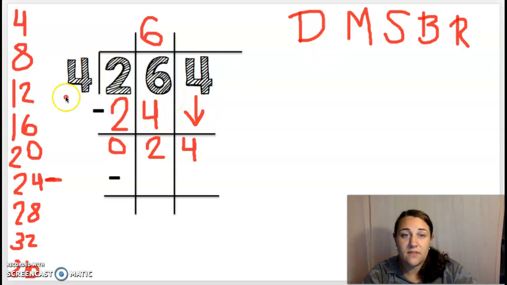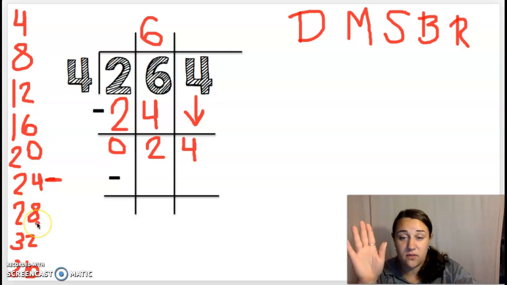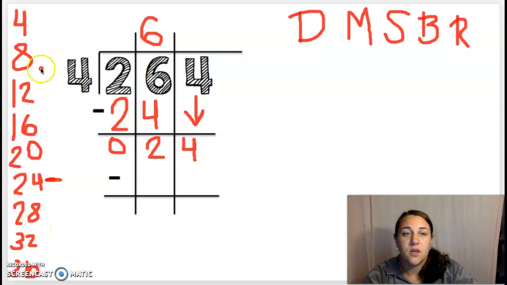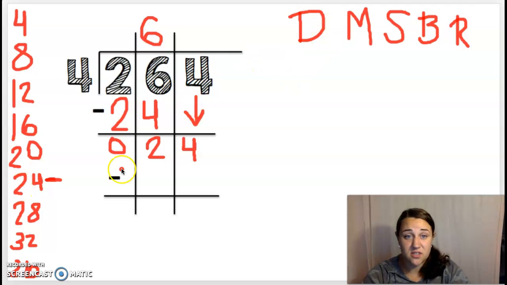So we have to see how many times it took us to get to 24. Oof, Miss Jar got ahead of herself. So we have to count 1, 2, 3, 4, 5, 6. 4 goes into 24 6 times. That's our division right there. Just like we did before. Put our 6 up there.